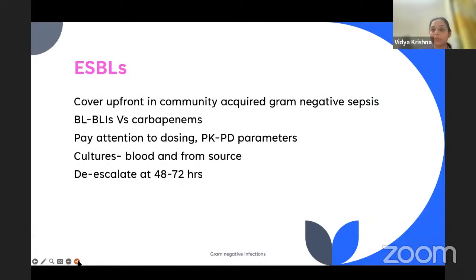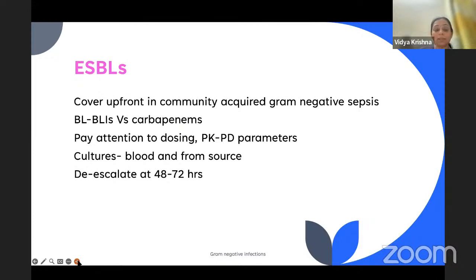So, to summarize so far, we're talking about extended spectrum beta-lactamase. You will have to cover upfront in your community-acquired gram-negative sepsis, if you're thinking of a UTI, an intra-abdominal infection, or a bad traumatic wound, here you will have to cover an ESBL bug. And we saw where we would use a beta-lactamase inhibitor, where we would use a carbapenem.